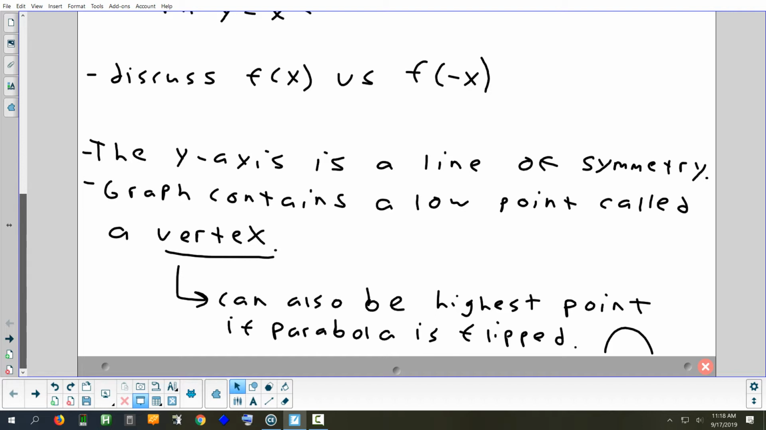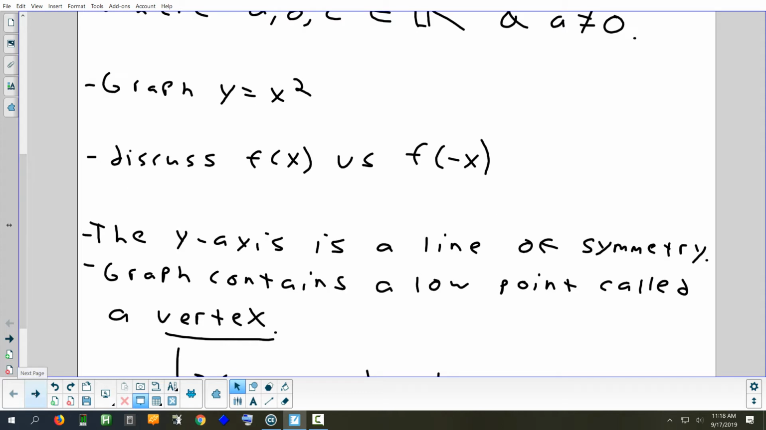All right, so that's just a little background on parabolas. Now we're going to start getting into transformations. How can we shift them vertically and horizontally? And how can we stretch them vertically? We're not really going to look at horizontally today. We will eventually with other functions, but not so much with parabolas.